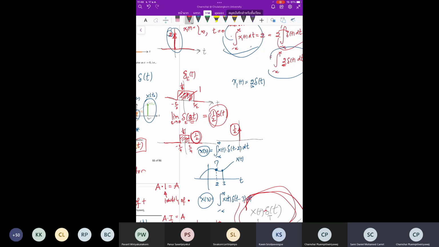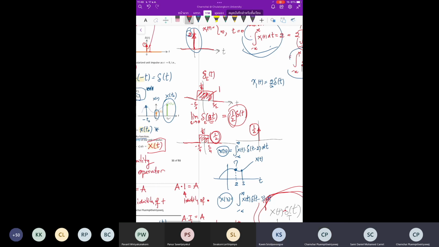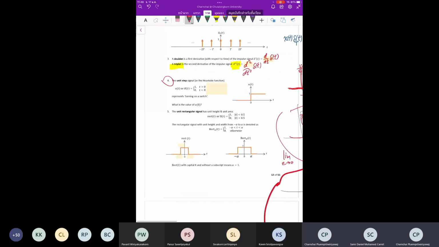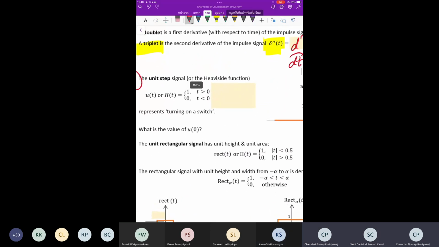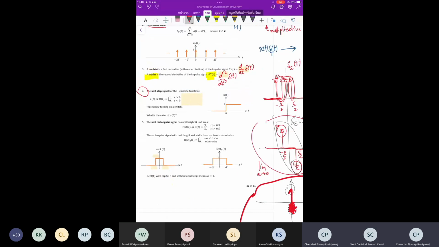Actually, Professor, I believe the last question in the quiz is about the unit step, isn't it? Oh, really? I didn't know. It asks what is the assumed value of the unit step function at 0. So I'll answer that. I'm sorry, I forgot. The unit step function is defined as 1 when t is more than 0, and equal to 0 when t is less than 0.